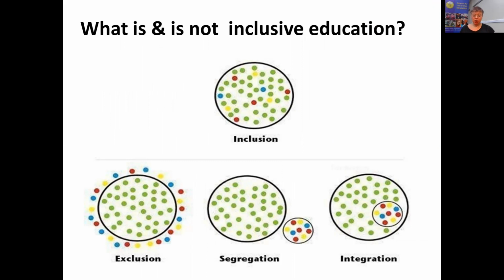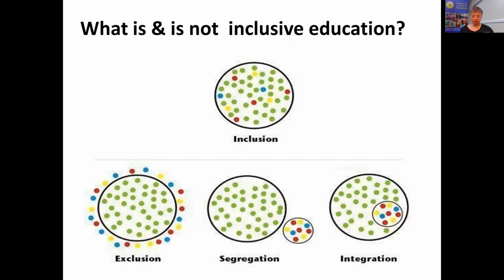So what is and is not inclusive education? In this slide, you will notice there are four circles with different coloured dots, either inside or outside the circle itself. The green dots represent non-disabled pupils, the majority, within mainstream education settings, including schools, colleges, and universities. The red, yellow and blue dots represent disabled pupils and students with various impairments and health conditions. The dots inside and outside the circle give a visual representation of what inclusion, exclusion, segregation and integration look like within an education setting.